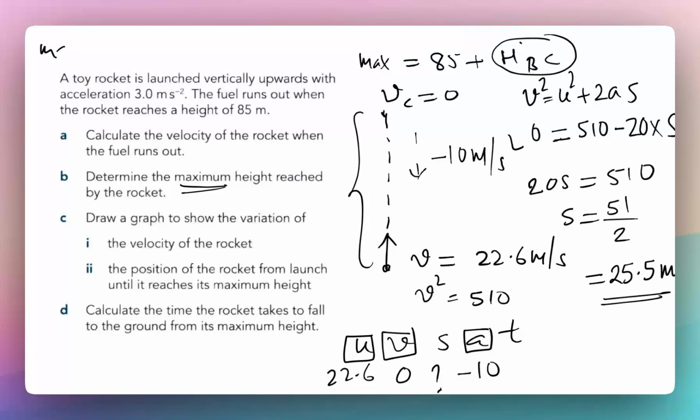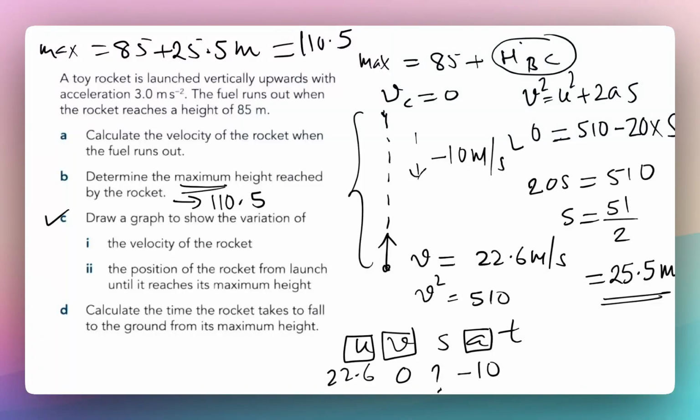So my maximum height is going to be 85 plus 25.5, and that is going to be 110.5. So the maximum height reached by the rocket, part 2, is 110.5.